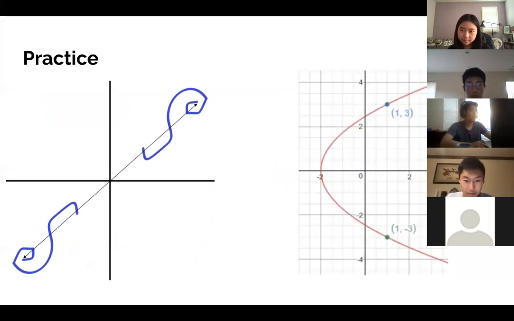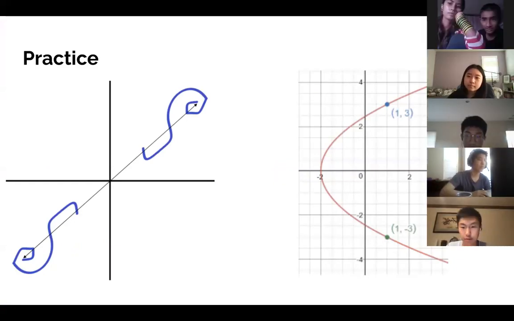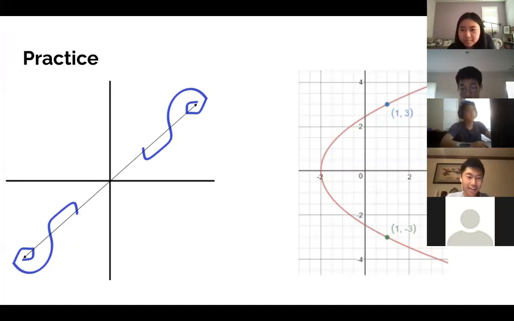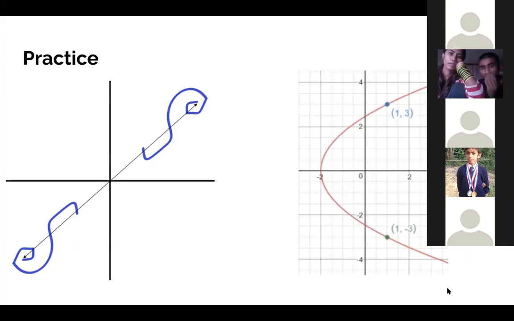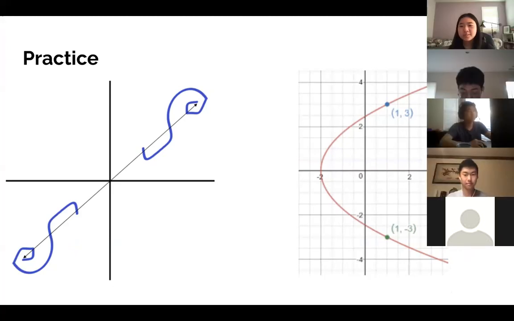All right, we have a couple more practices here. Look at these two graphs and find which types of symmetry these two are. We'll give you a minute to do that, and then we'll explain what the answers are. Do you guys have any questions? If you do, please don't be shy to say it out loud.